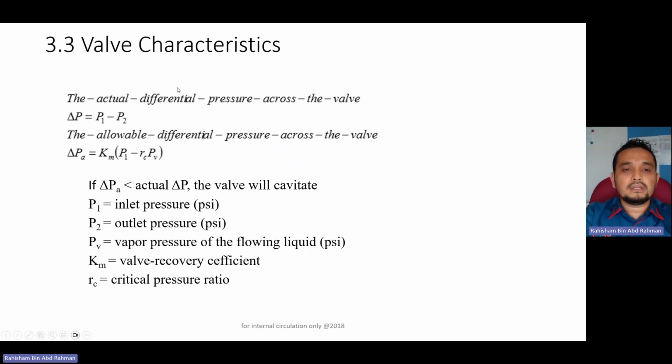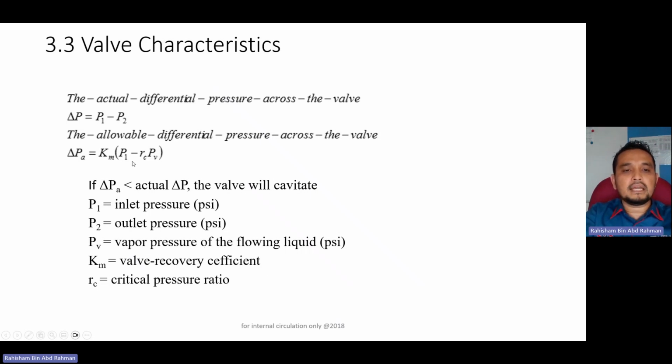Okay, so there are some numerical calculations here in which we want to know the actual pressure difference across the valve. Actual pressure difference, delta P, P1 minus P2. And we want to know the other parameter, the allowable pressure difference. We denote it as delta PA, A stands for allowable. And Km is the valve coefficient.